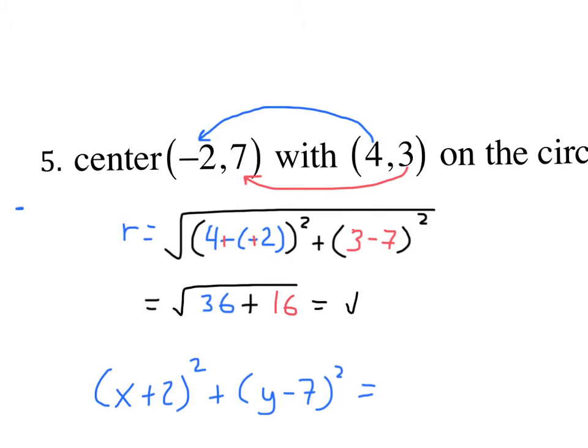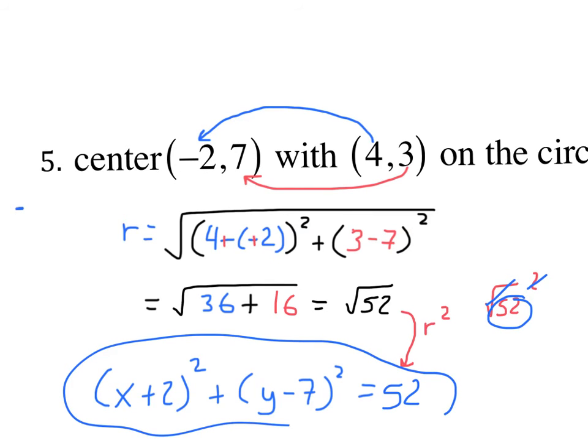Keep going. Square root of 52. Now notice we're not asked to actually find the radius, so I'm not going to simplify that or anything. All I'm going to do is place that here and square it. So when I square a radical, notice that the radical and the square are inverses, so I'm just left with the radicand. 52 right there. And there we go.